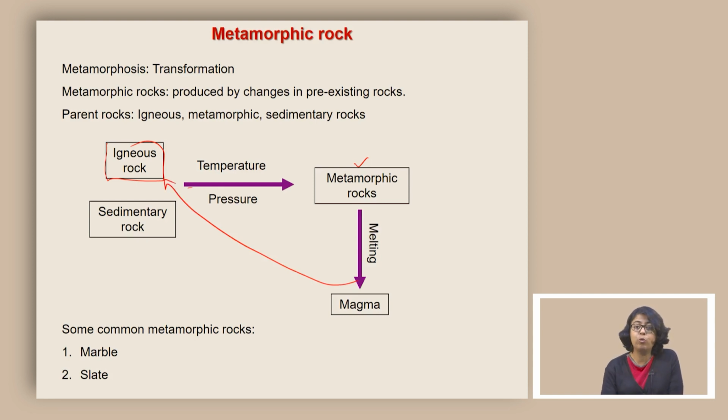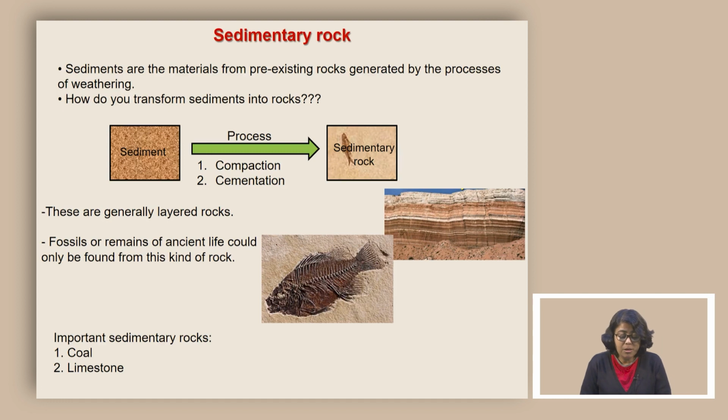If metamorphic rocks are broken down into pieces and create sediments, and then after compacting them, they can produce sedimentary rocks. Sedimentary rocks are primarily derived from materials from pre-existing rocks that are generated by processes of weathering. Now, the sediments can be compacted into rocks either by compaction or cementation. So, that means either you are pressing it too hard to hold a specific shape, or you are gluing it, and these are taking place in nature and creating a sedimentary rock.